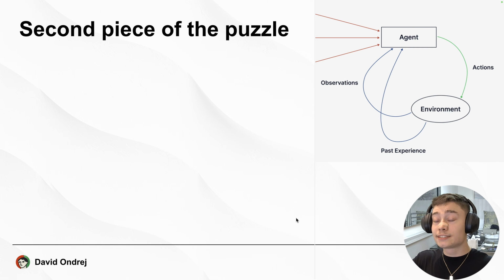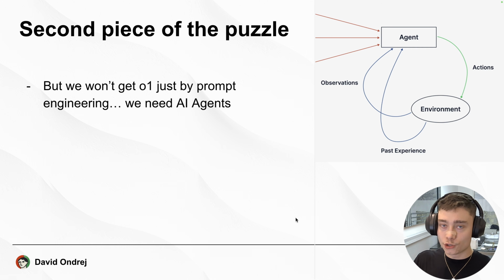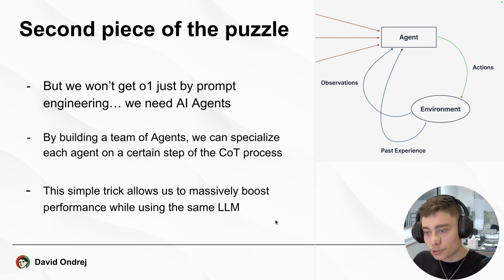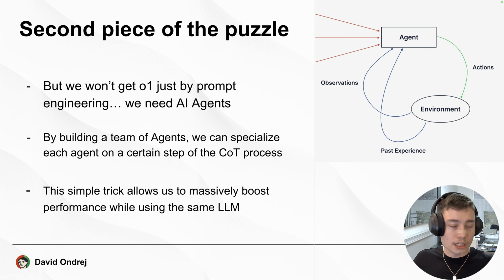Just an example. Now here's the second piece of the puzzle, because we won't get all the way to O1 just with prompt engineering. We also need the help of AI agents. By building a team of agents, we can specialize each of the agents on a certain step of the chain of thought process. This simple trick allows us to massively boost performance while using the same LLM. So if you have a team of 5 mathematicians or 5 programmers, and you give each of them just one step of the problem, the likelihood of you arriving at the same solution is much higher than if all of those 5 guys are solving the entire thing. That's why Henry Ford invented the assembly line, to specialize each person on each part of the car.